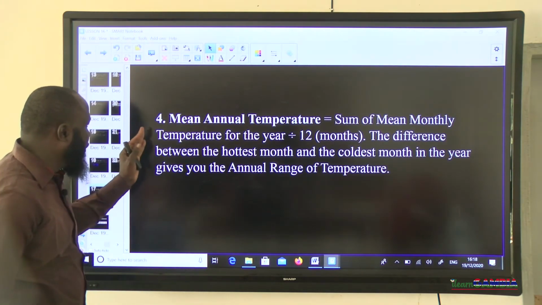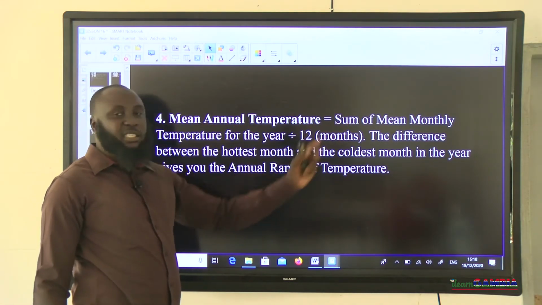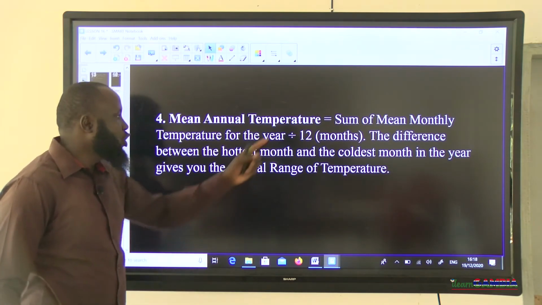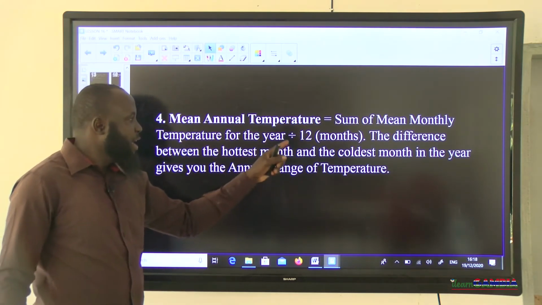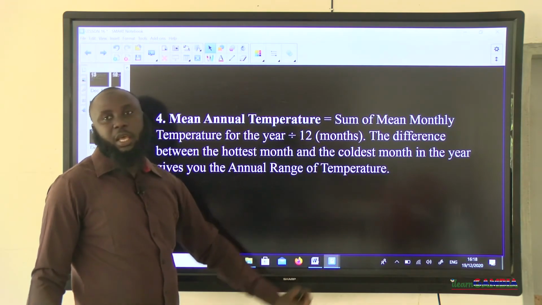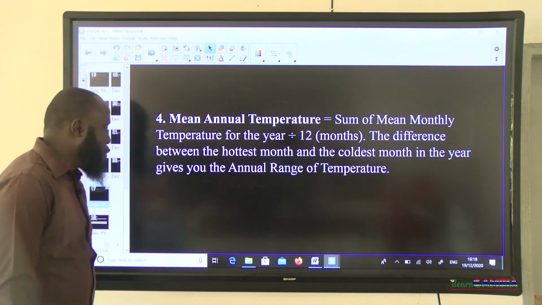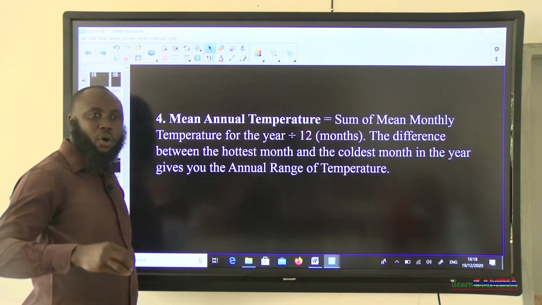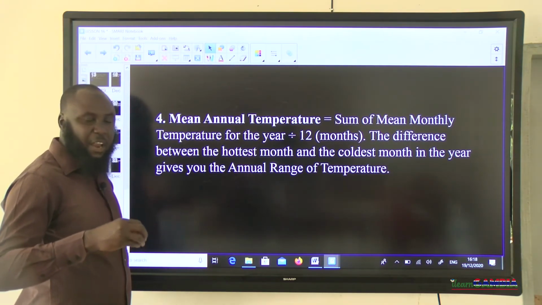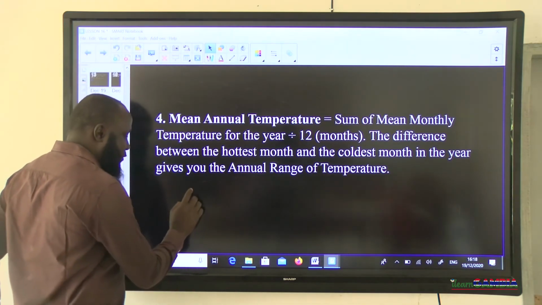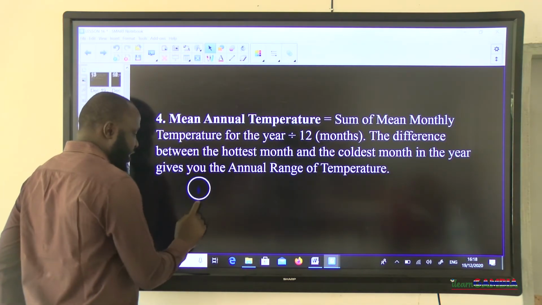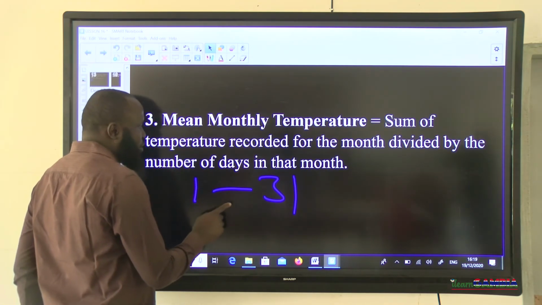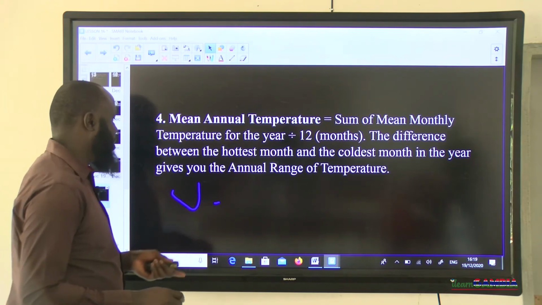Here again, number 4, we have mean annual temperature. That means the yearly temperature. How do we find that one? The sum of mean monthly temperature for the year divided by the months in the year. For example, if we are asked to find the mean annual temperature for a particular place and figures are given to us, it means we're going to add from the first month of the year, that is January, right to December.